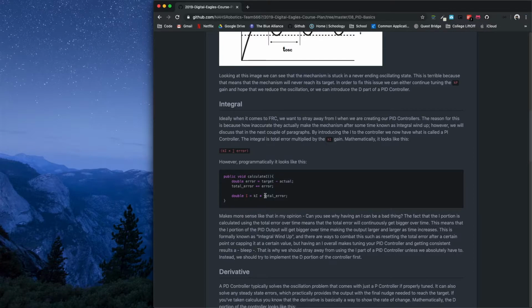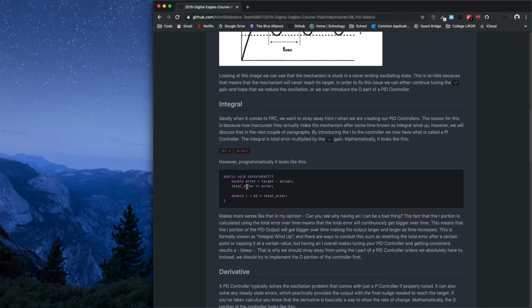We'll discuss that in the next paragraph, but basically if we introduce the I portion of the controller, then we now have what is called a PI controller, and that's just the integral, which is essentially the total error multiplied by the Ki gain. Now mathematically, it looks like this with the weird symbol here. But programmatically, it's a lot simpler in my opinion, which is the error, which is the target minus the actual, right? So where we currently are, this gives us the error.